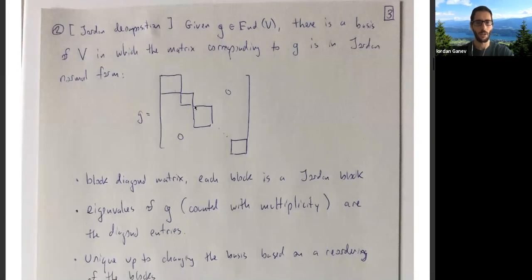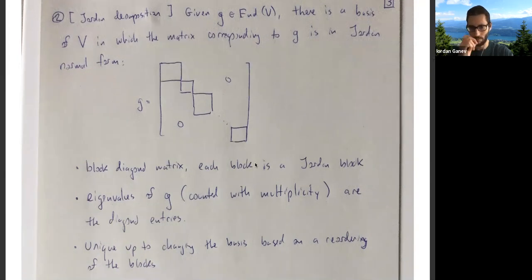These values that appear along the diagonal, so if we take all the lambdas that appear across all the Jordan blocks, those are just the eigenvalues of g, and they appear with their corresponding multiplicities. And this Jordan decomposition is unique up to reordering of the blocks. So we can take each block and put them in a different order, and we get a new Jordan normal form with a different order of the blocks, but the blocks themselves will be the same.